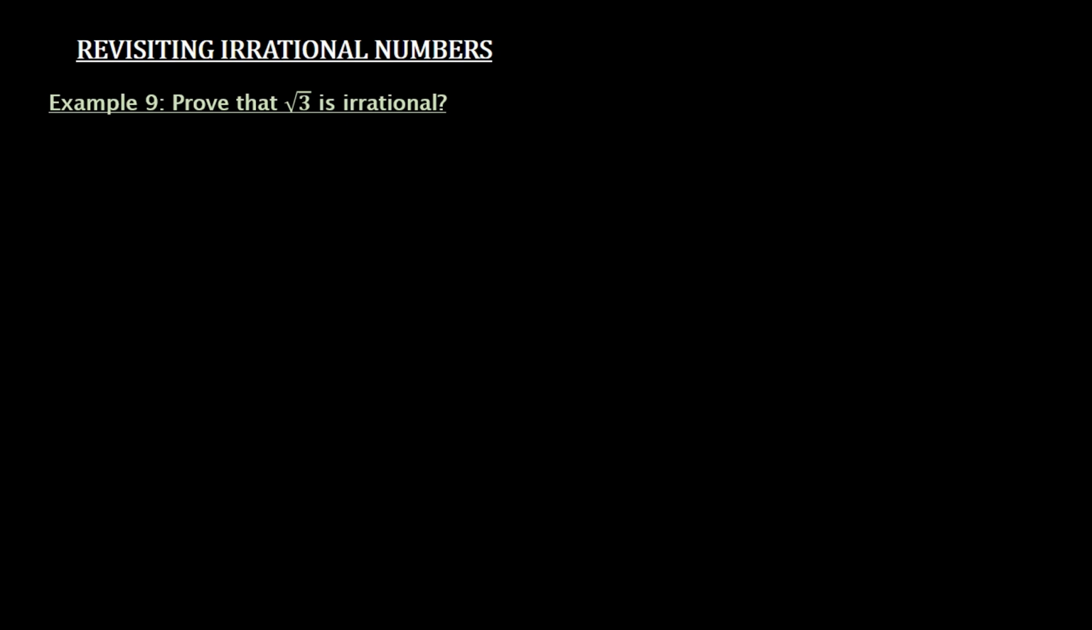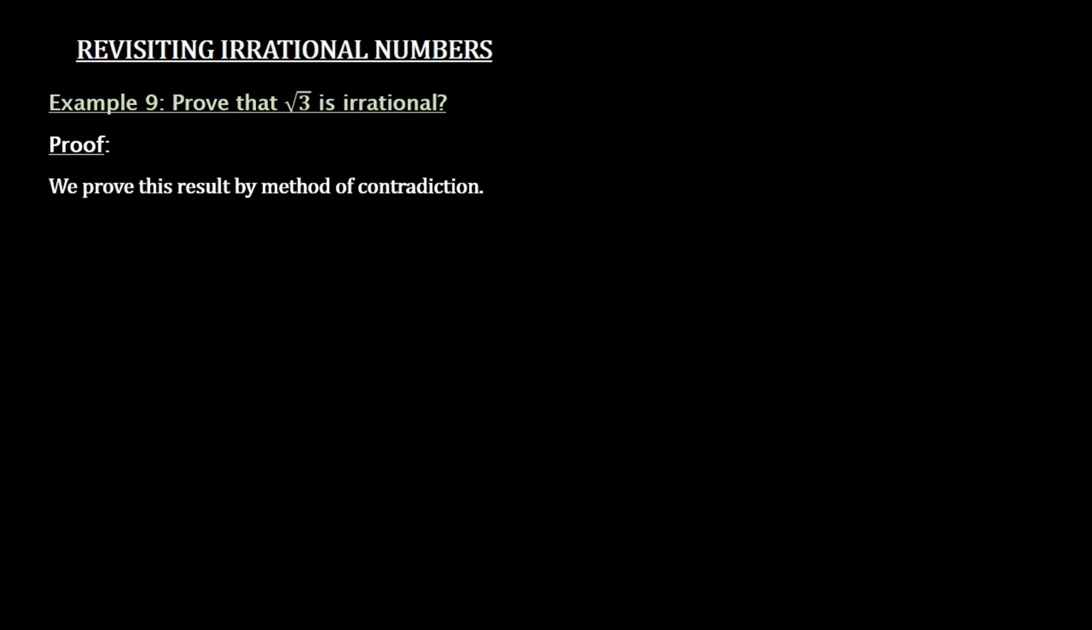Prove that root 3 is irrational. In the previous question we proved root 2 is an irrational number. Next is to prove root 3 is an irrational number. Similarly, we proceed with the proof. We prove this result by the method of contradiction.